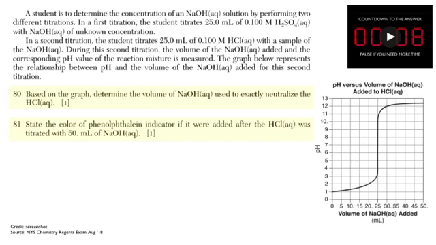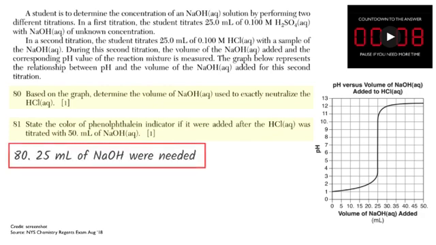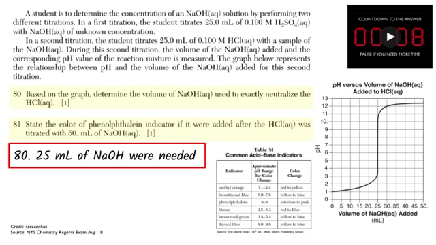So let's take a look at the graph. If I'm following the graph, it looks like when the pH is 7, the volume of NaOH added was 25 milliliters. It's a pretty straightforward equivalence point there. Now, to think about, this is a little bit tricky, the second question. The color of phenolphthalein indicator, if it were added after HCl was titrated, here's the keyword, with 50 milliliters of NaOH. 50 milliliters is all the way over here on that titration curve.